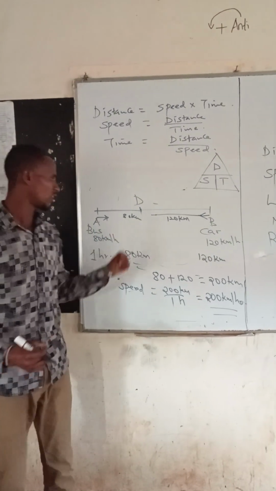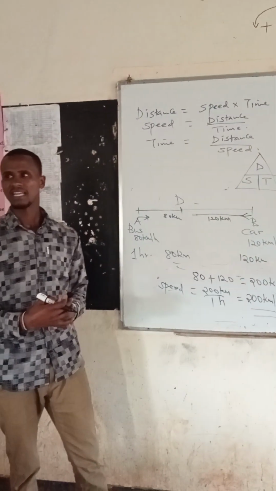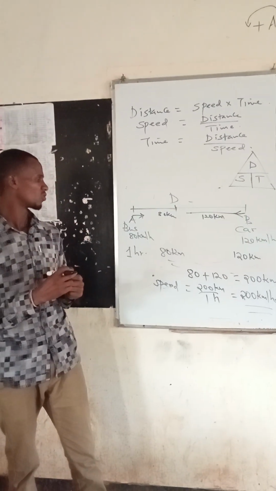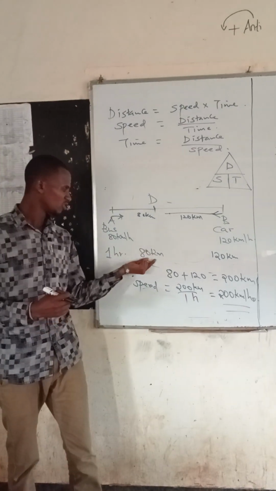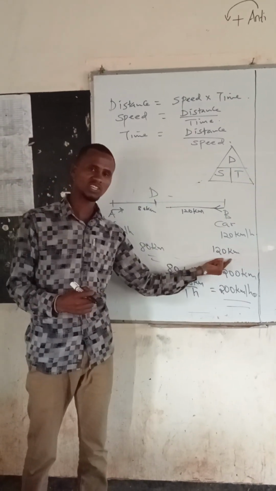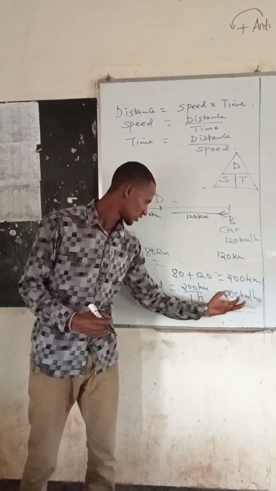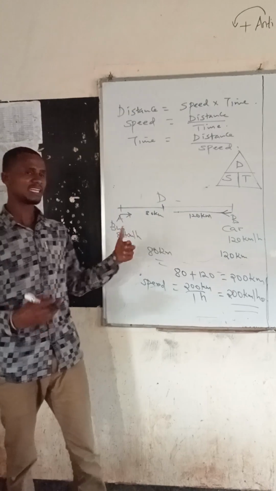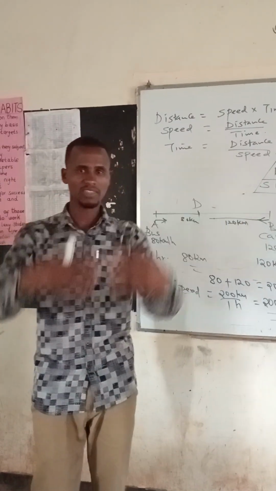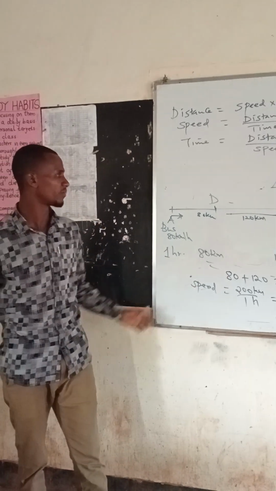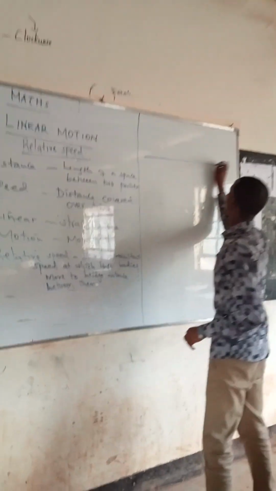So that is why, if the bodies are moving towards each other, you add their relative speeds. How are you getting this 200? You're just adding 80 kilometers per hour plus 120 kilometers per hour. That is how we normally arrive at adding. That's why we normally add the speeds when the bodies are moving towards each other, because they will take little time.